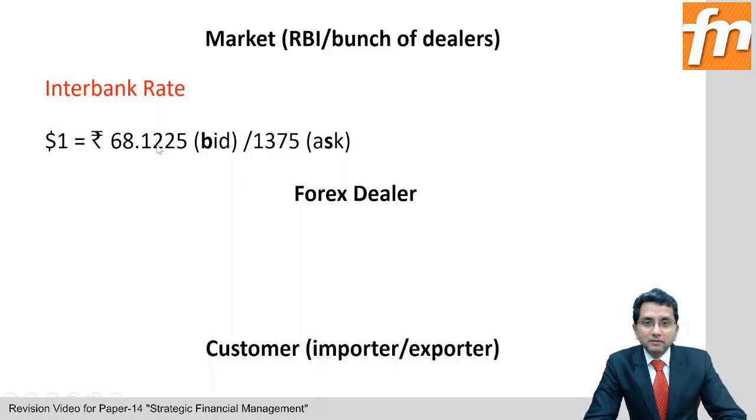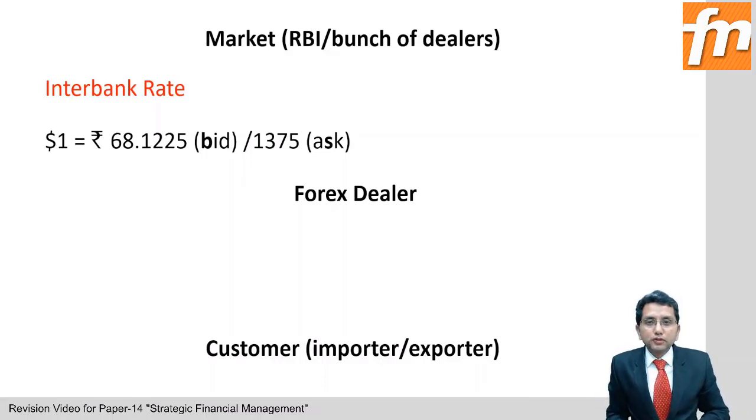The smaller rate, which is written on the left hand side of the oblique sign, is named the bid rate. And the bigger rate, 68.1375, is written on the right hand side of the oblique sign, and is named the offer rate or the ask rate. So $1 is equal to rupees 68.1225 oblique 1375. This is how the interbank rate is quoted.